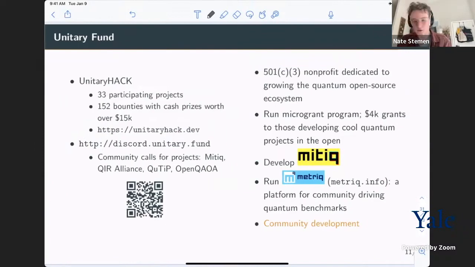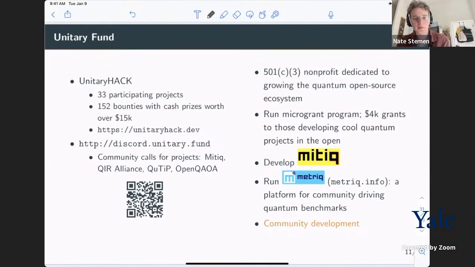And then we do a lot of community development. The thing I'd like to highlight and give a little bit of an advertisement for is Unitary Hack. Unitary Hack is an open source hackathon. This year we have 33 participating projects, and it's a little bit different from your typical get-everyone-in-a-room, 24-hour hackathon, try to build something. Unitary Hack is about really helping to grow what's already out there.